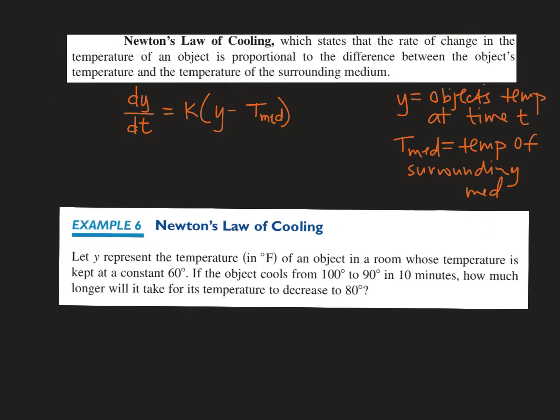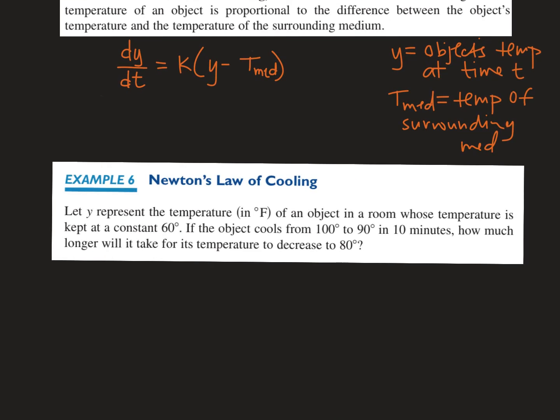All right, let's take a look at an example. We want to let y represent the temperature in Fahrenheit of an object in a room whose temperature is kept at a constant 60 degrees. So it's a pretty cold room, and our T sub medium is 60 degrees. Then we're told that the object cools 10 degrees, starting at 100 down to 90, over t equals 10 minutes. How much longer will it take for its temperature to get down another 10 degrees? Since it takes 10 minutes to decrease the first 10 degrees, it's most likely going to take longer to decrease the second 10 degrees. It's not a linear relationship. It's not just going to take another 10 minutes.